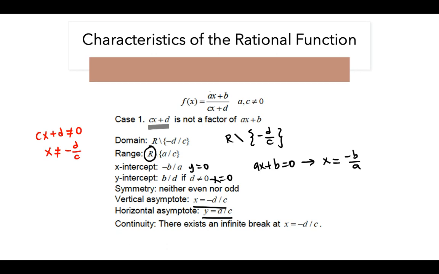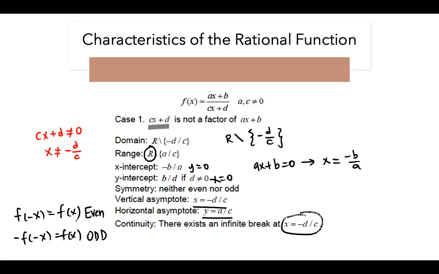For even, f(-x) is equal to my original function f(x). And if it's odd, -f(-x) is equal to f(x). So that's even, and that's odd. That's the only way to figure it out in this case algebraically. And for continuity, everything is continuous except there is a break at x equal to negative d over c, which is a vertical asymptote.